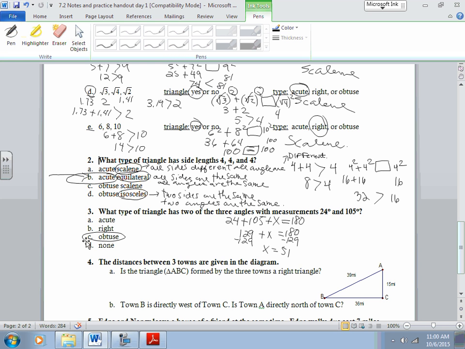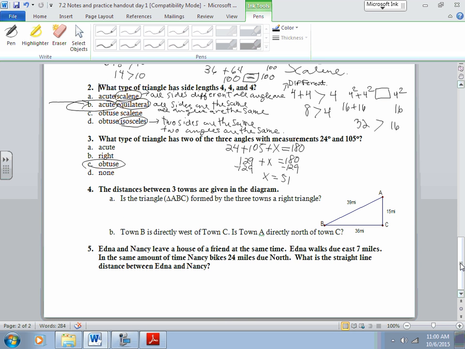Alright, so now, do you guys understand how to check to see if the sides make a triangle? Yeah, okay. And then you're going to do number 4. I'll leave that one for you to do on your own. Let's go to number 5 real quick. It says, Edna and Nancy leave a house of a friend at the same time. So everybody, it says Edna walks due east 7 miles. So what we need to do here is kind of like a problem that was on the Unit 2 test. You guys remember Unit 2?